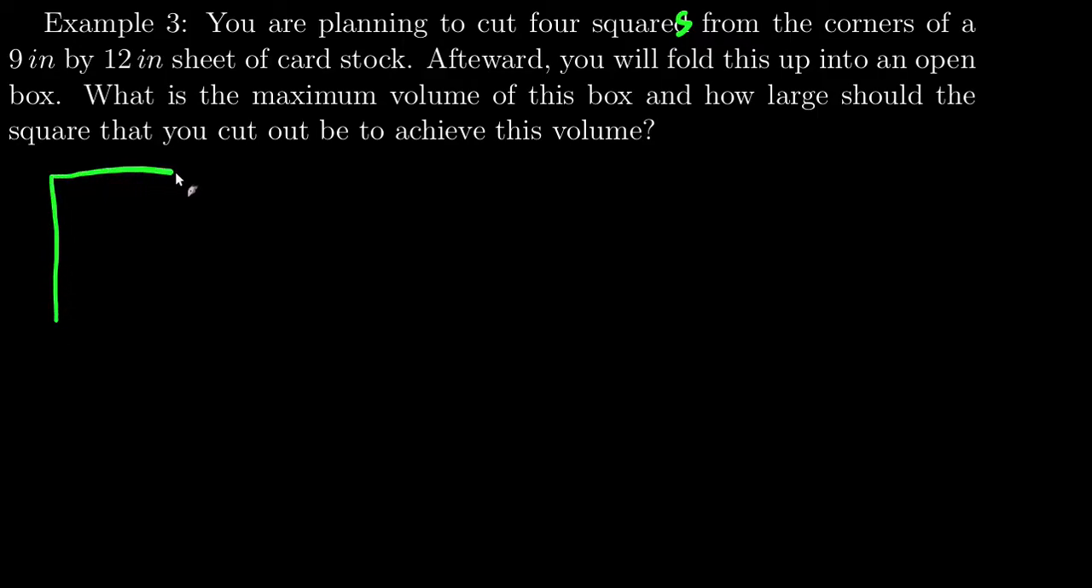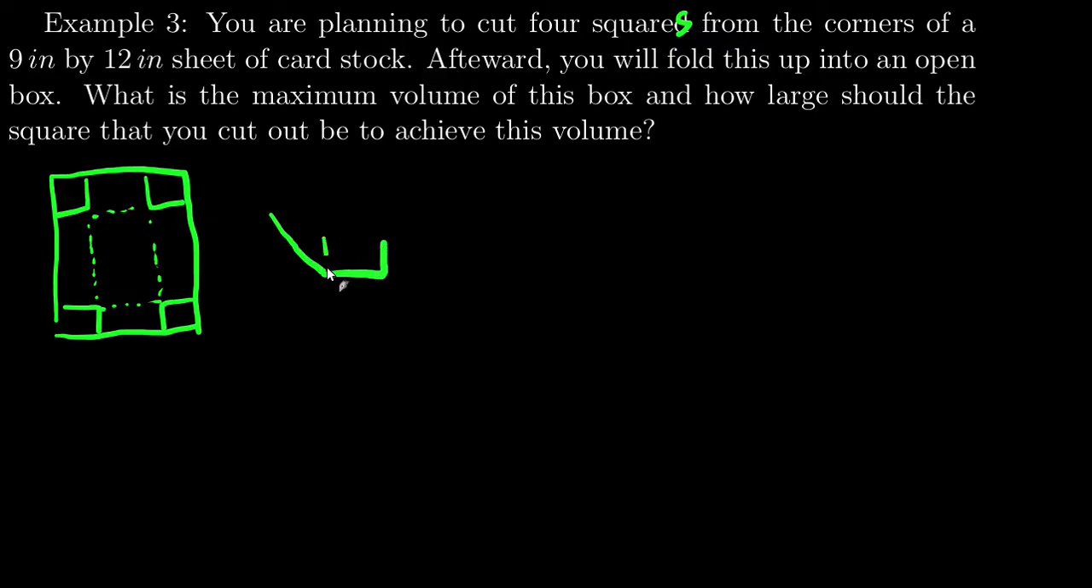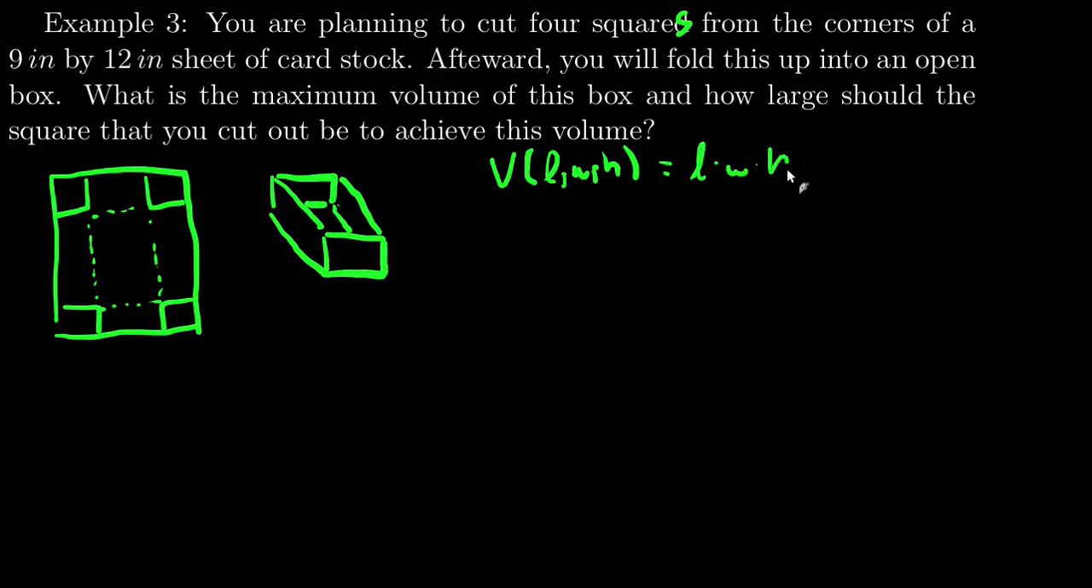I have a sheet of cardstock. I'm going to cut out these corners and fold along here to make myself this box with sides, but it's open. It does not have a top to the box. And in here, we're trying to maximize volume. The volume function in terms of length, width, and height of this box is, of course, length times width times height. But these are 3 variables. I want it in terms of 1 variable. So how do we do that?